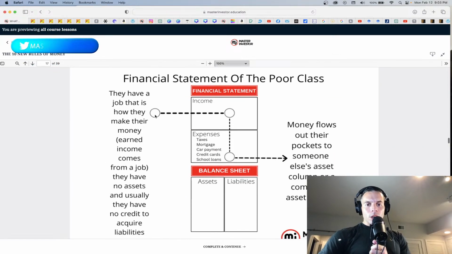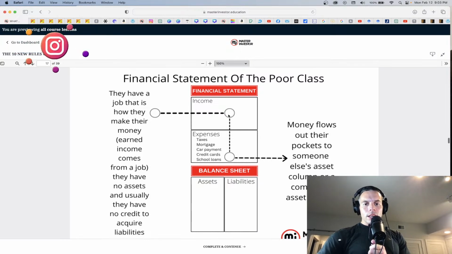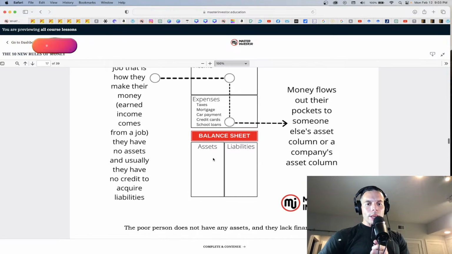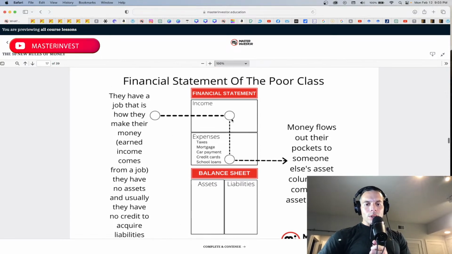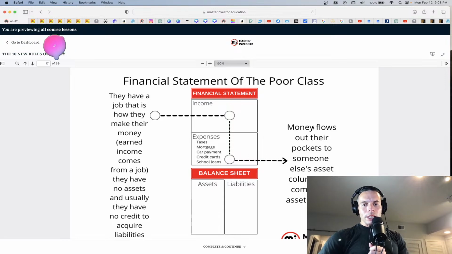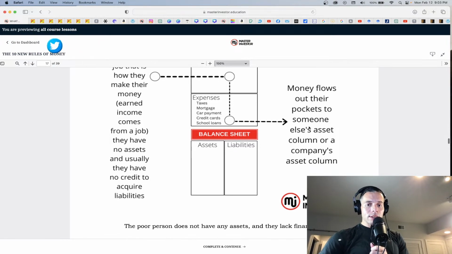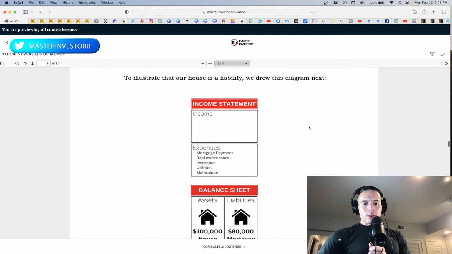See, the poor has a job, right? If they do have one, they get the income through the job, and then they have no liabilities because usually they have no credit, or they just have a low income job. And so they can't really afford any liabilities or any of that because they don't have a high paying job. So their income goes from the income column straight to the expense column, and then the money flows into somebody else's asset column, because all the expenses and liabilities are somebody else's asset column. That's the reality of things.